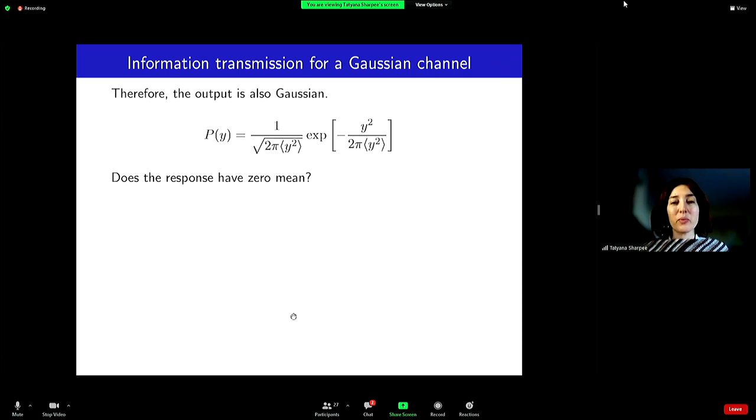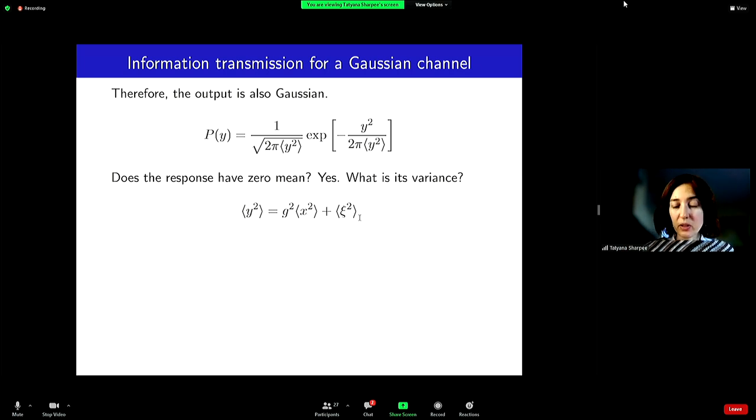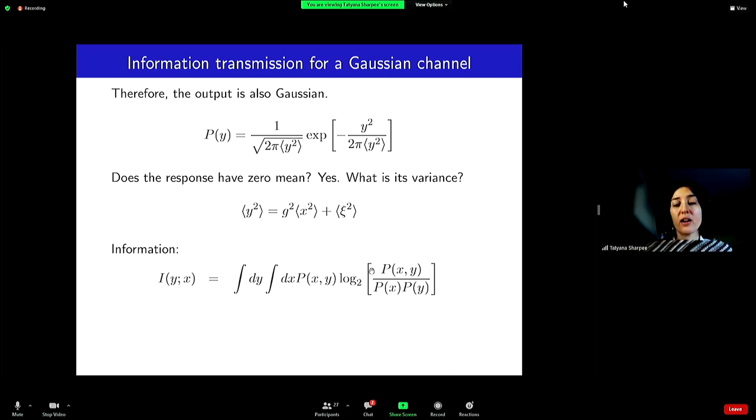So when you write your own derivations, I think that's a useful trick to know. Here we know that what should be in the denominator is the variance of the signal. So it's g squared x squared plus the variance of the noise. So the overall information is this joint integral over dx and dy, p of x and y log 2 of p of x and y over these probability distributions p of x and p of y.